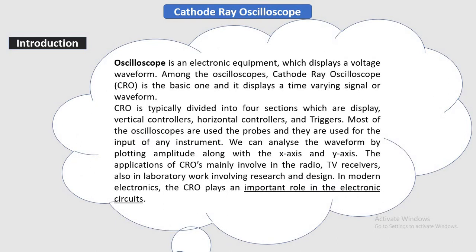An oscilloscope is an electronic equipment which displays a voltage waveform. Among the oscilloscopes, CRO is the basic one and it displays a time varying signal, or we can say its waveform. CRO is typically divided into 4 sections, which are first display, second vertical controllers, third horizontal controllers, and last triggers.